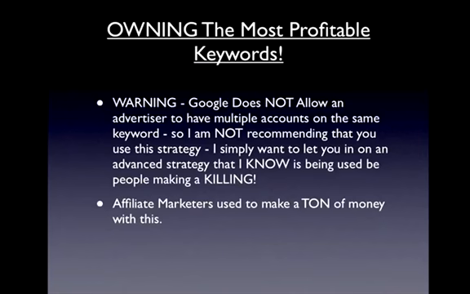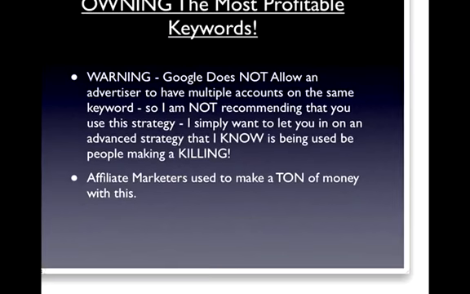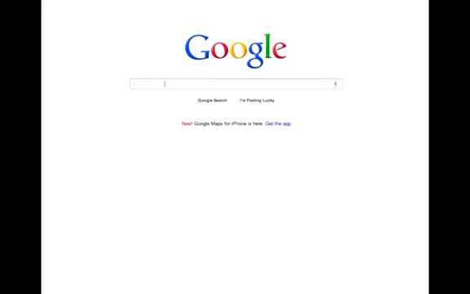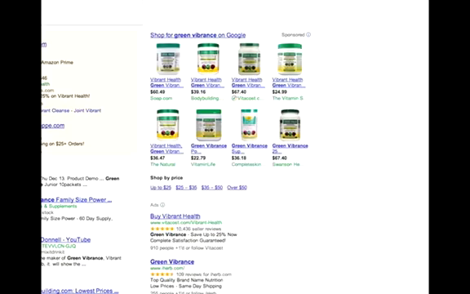I just want to show you on Google an example, a crazy example, of what this would look like. Okay, so let's go to Google here and let's type in Green Vibrance. Okay, so now I type in Green Vibrance, and it's here on Amazon. It's here, Natural Healthy Concepts, Vitamin Shop.